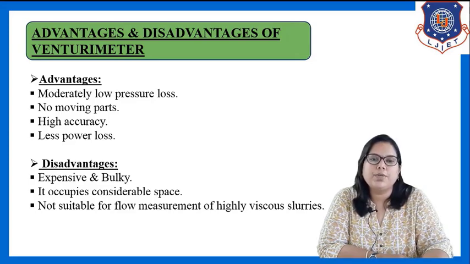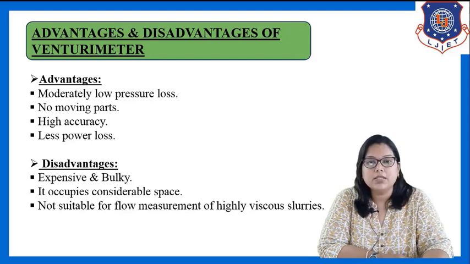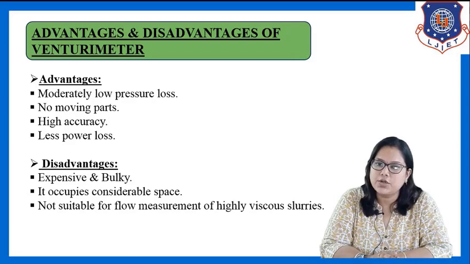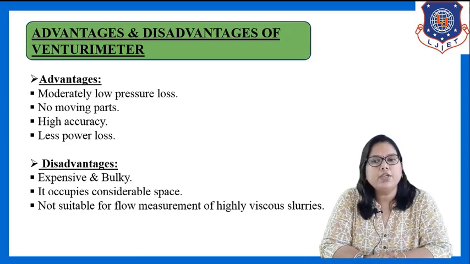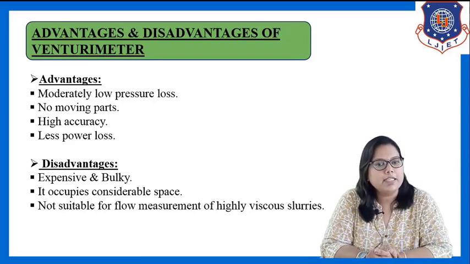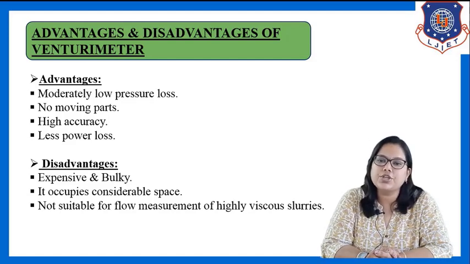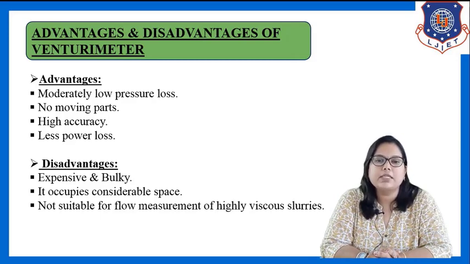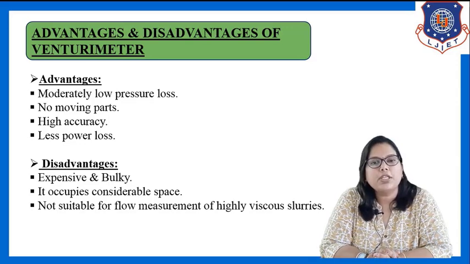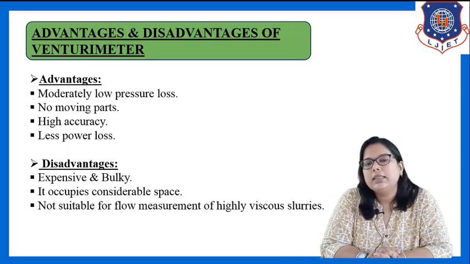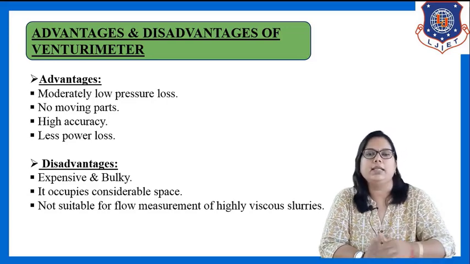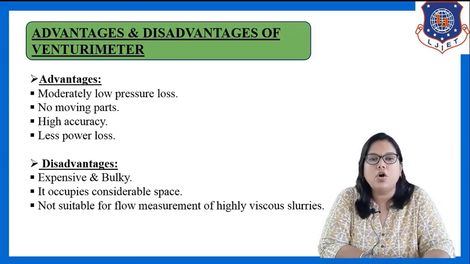The cost of the Venturimeter is high and it is bulky, so it requires considerably high space for installation. It occupies considerably high space because it is bulky in construction. Another disadvantage is that it is not suitable for flow measurement of highly viscous slurry. If we have to measure the flow rate of high viscous slurry, then we cannot go for Venturimeter. Fine. So these are the advantages and disadvantages of Venturimeter.